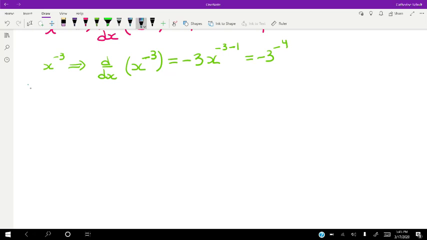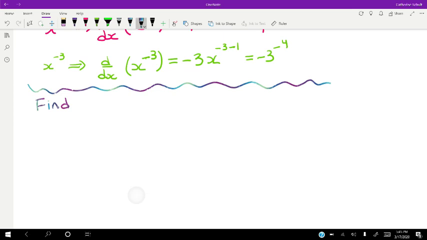So the instructions for all of these, so we'll do some together and then you guys can push pause and try it on your own, would be to find the derivative. All right, so here's the first one we'll do together. So we have that f of x equals 1 over x squared, okay?